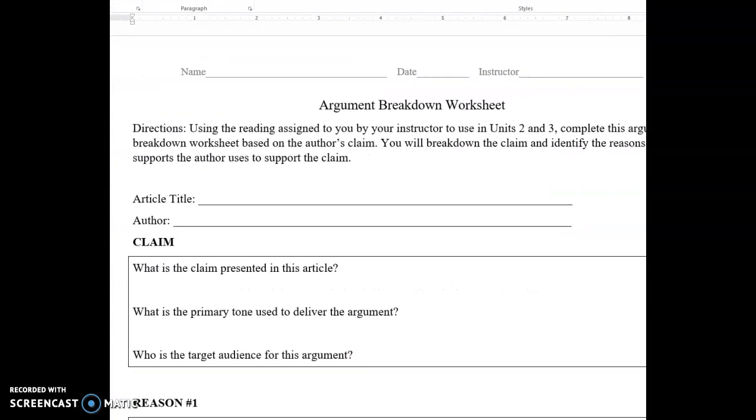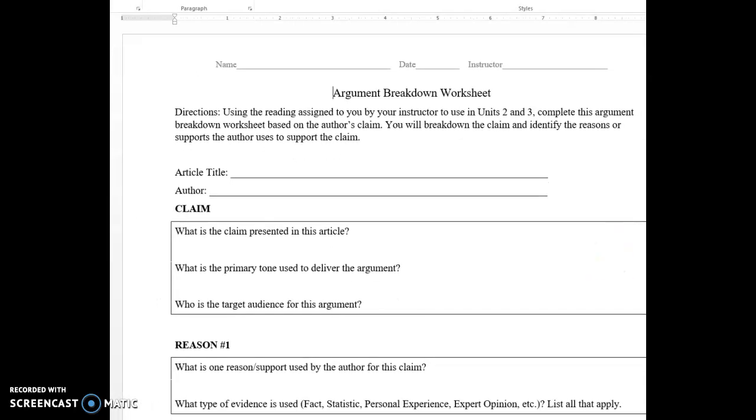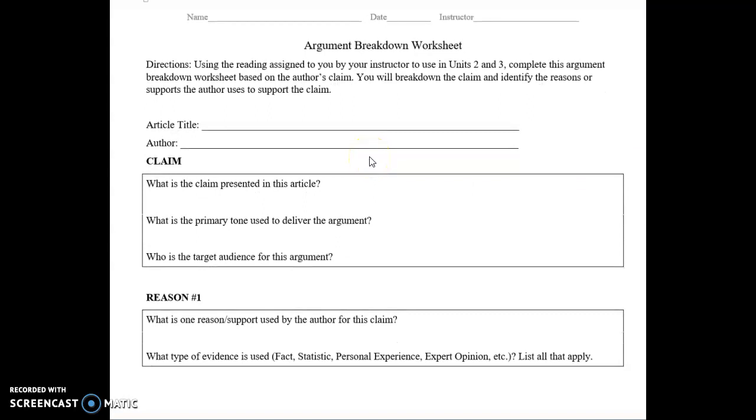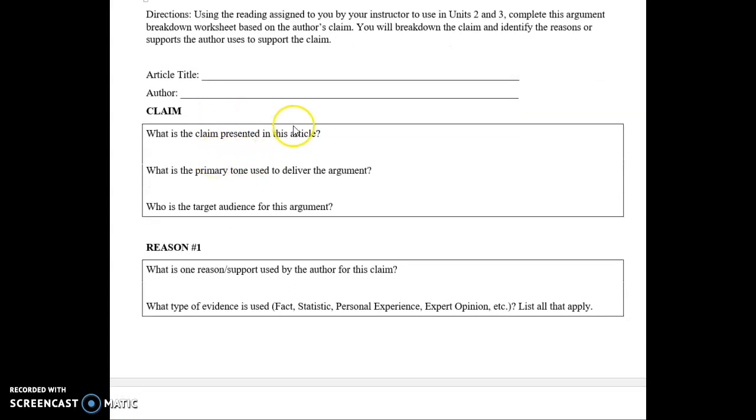This is what it looks like. And what I would like you to do, let me just make it a little smaller so we can all see it. What I would like you to do is, using reading 2, fill out this worksheet. So you would put the title of the reading here, the author of the reading here, and then it's going to ask you questions like, what is the claim presented in this article? And so that I know you're understanding the article, I want you to offer up the main claim presented in the article, the author's main claim.